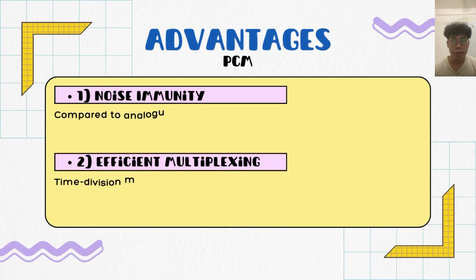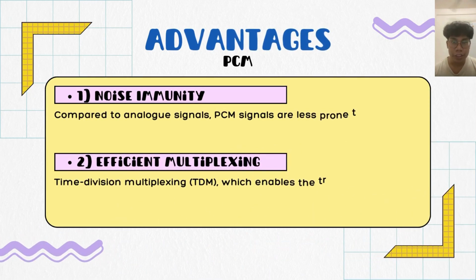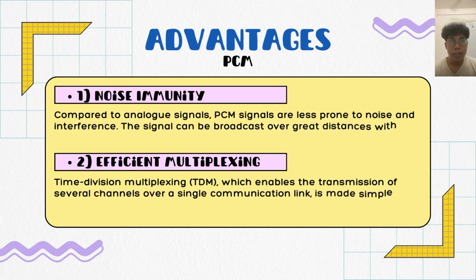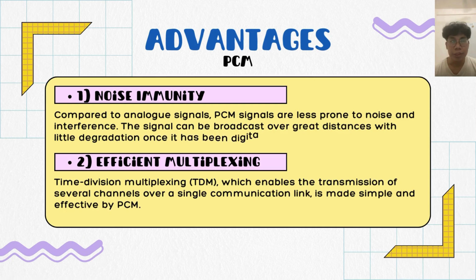Hello, I'm going to explain the advantages and disadvantages of each technique, and the first one is pulse code modulation, PCM. PCM has noise immunity compared to analog signals. PCM signals are less prone to noise and interference. The signal can be broadcast over great distances with little degradation once it has been digitalized. Next, PCM effectively and simply enables the transmission of several channels over a single communication link, or time division multiplexing (TDM).